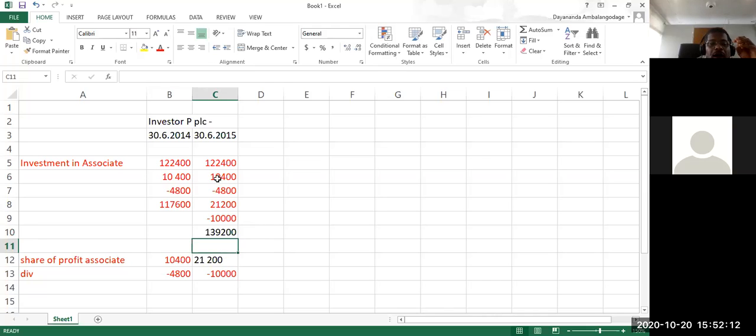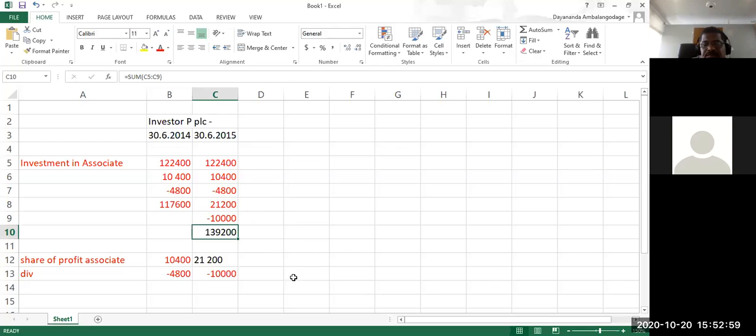Now, how do you reconcile? Now I just wanted to tell you. You start from the cost under the equity method. You take the share of profit in the first year and you deduct the dividend portion. You get the value under the equity method. You invested this much one or two years back; first year share of profit is so much, first year dividend is so much, second year share of profit is so much, second year dividend is so much. So thereby the cumulative value under the equity method is 139,200.